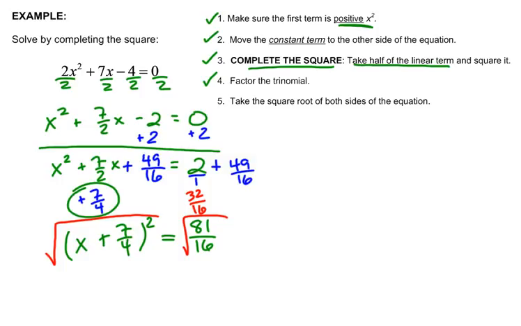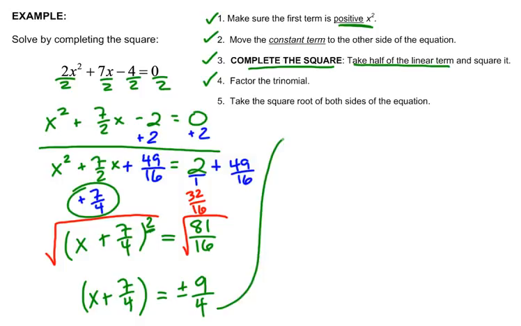In doing so, remember the squared and the square root will cancel each other out, so we're left with x plus 7/4. And the square root of any number is going to be positive or negative. To take the square root of a fraction, you take the square root of the top number, and then the square root of the bottom number. The square root of 81 is 9. The square root of 16 is 4. So we get positive or negative 9/4.